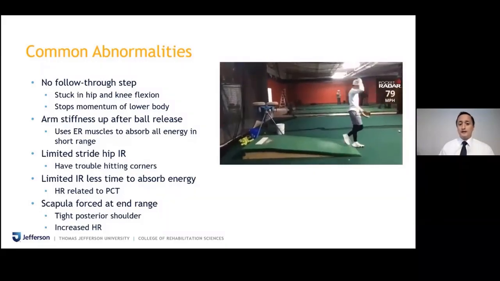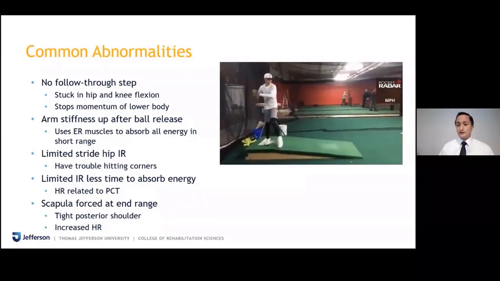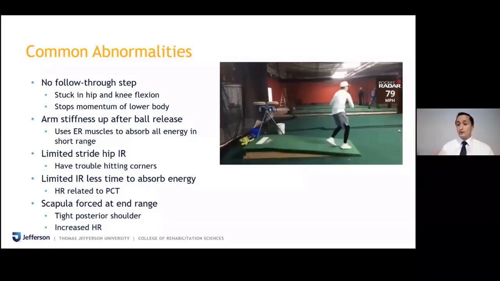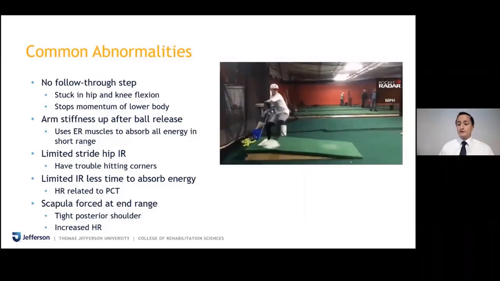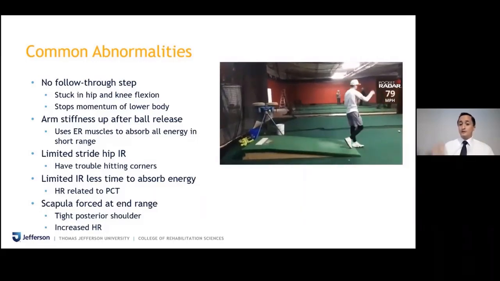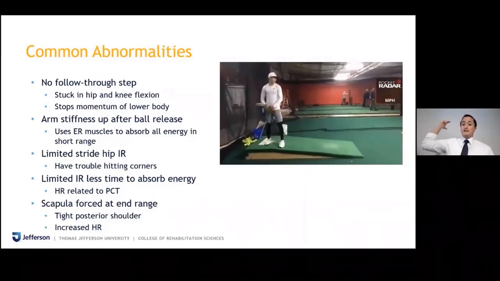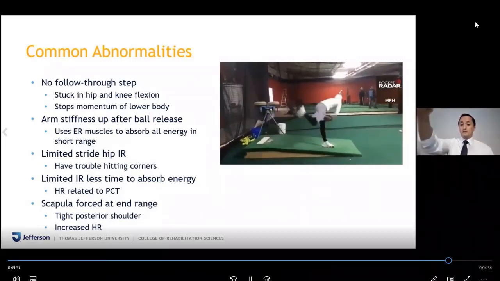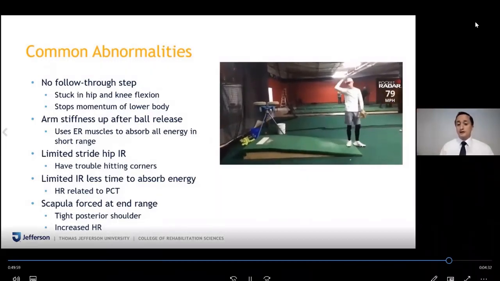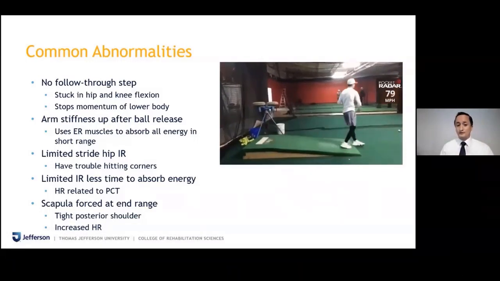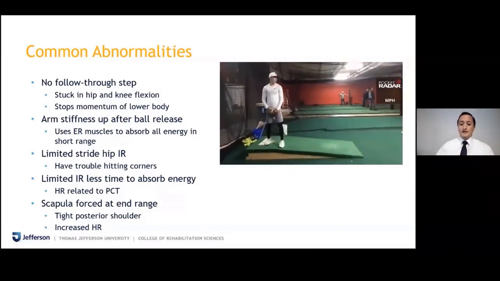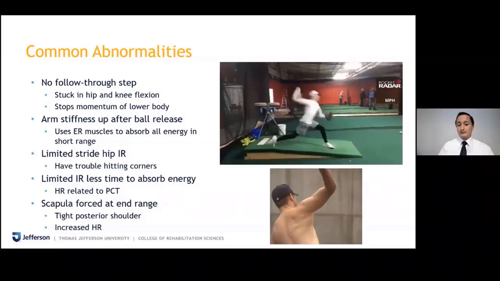Also, having limited shoulder internal rotation will put more stress on your shoulder. So we've found previously that those that have more humeral retroversion, which is good for getting back, but now you have less runway to slow down through your shoulder, that creates more of a thick posterior capsule, so more stress on the posterior shoulder. And then just lastly, looking at the scapula.